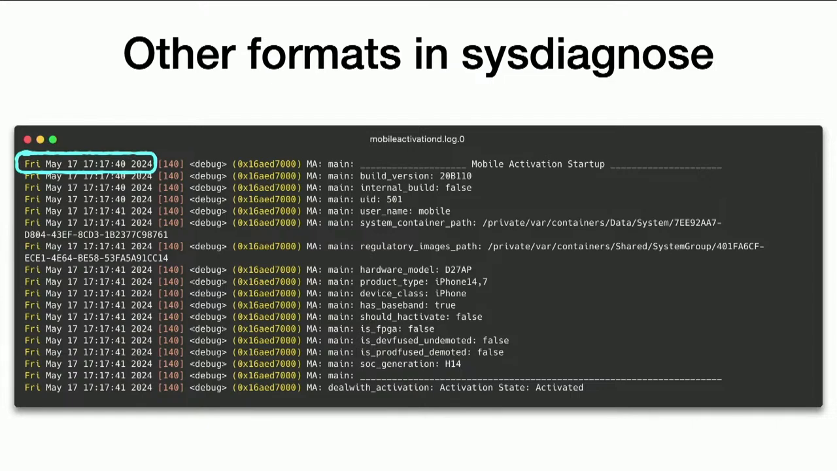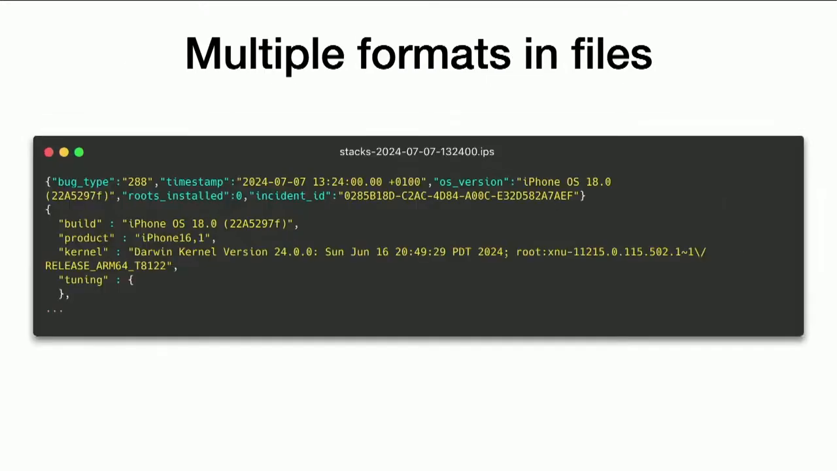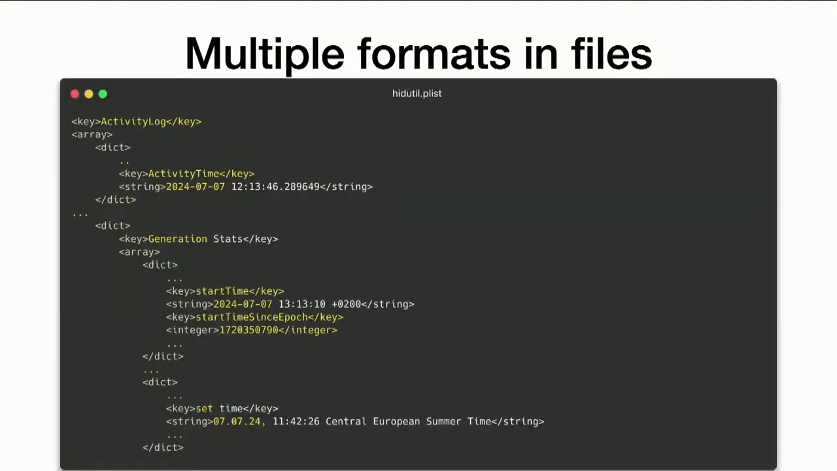So very odd. But we could also find, for example, in the stacks.ips file, that there are multiple formats used in just one file. For example, here at the top, we can see that the timestamp is a kind of UTC offset. But if we look further down, in the kernel description, we also see another new format for us. But there is also more.